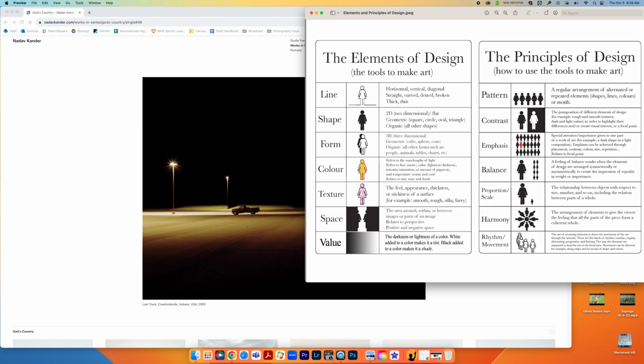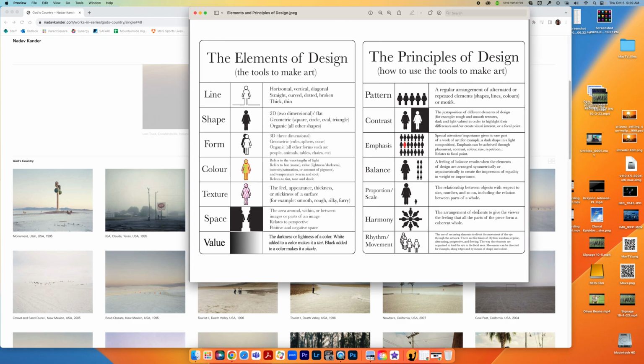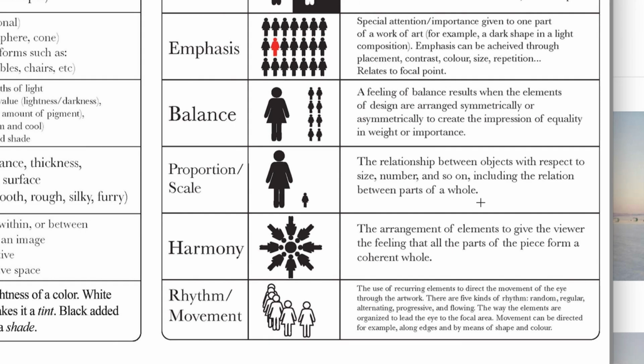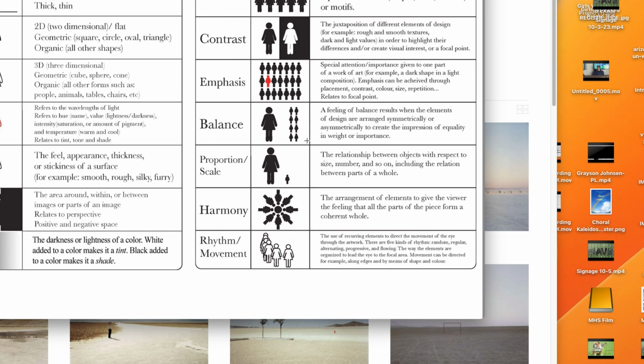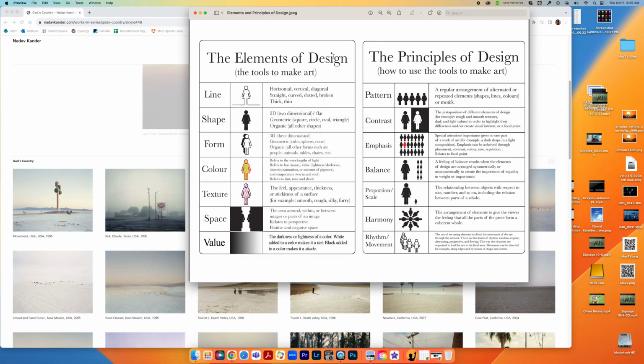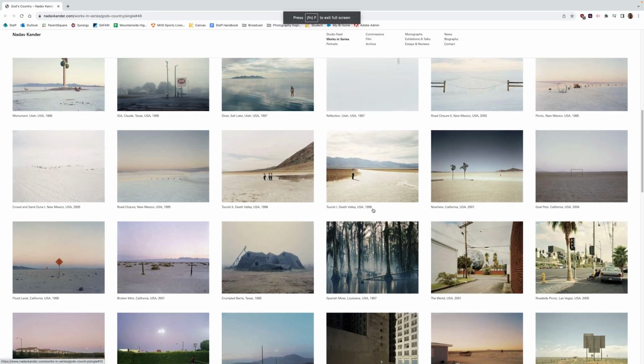The other thing that I see as a common theme is a common principle of design being used: proportion and scale, as well as balance. When you're dealing with a large area of space and a large scale of subjects, these two things really interplay well, and I think you'll find that they interplay with a lot of landscape photographers. Let me show you a few examples of what I noticed when I was looking at that.